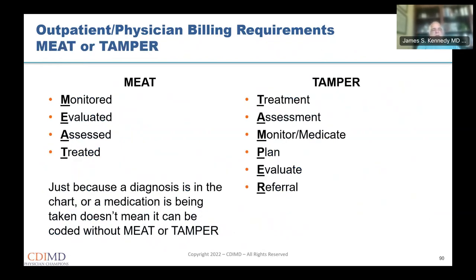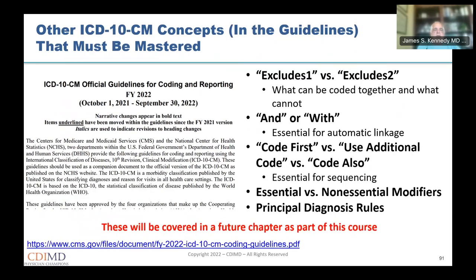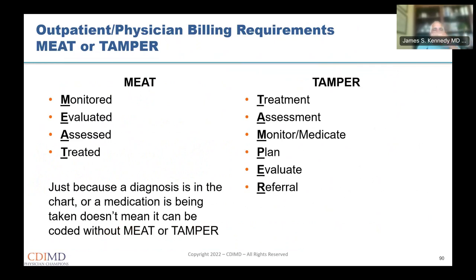So a couple of acronyms that we look at in the outpatient environment for diagnosis coding: was the documented condition monitored, evaluated, assessed, or treated? That's called the MEAT criteria. Another one is TAMPER: was there treatment, assessment, monitoring, plan, evaluation, or referral? If you're really not certain about these, they're not clear, then the physician would need to be queried.